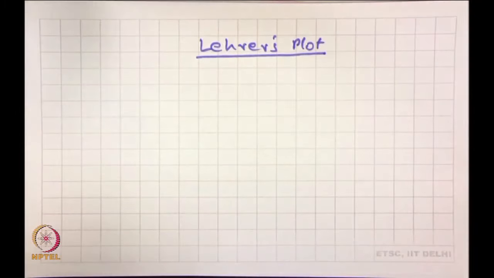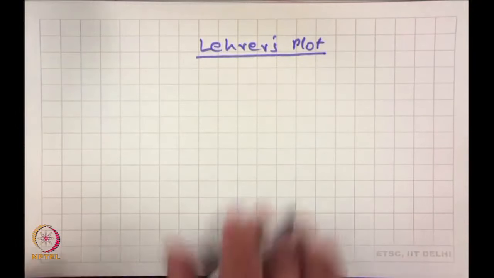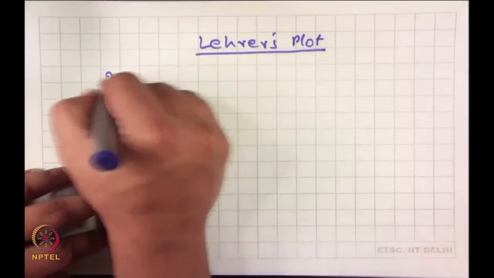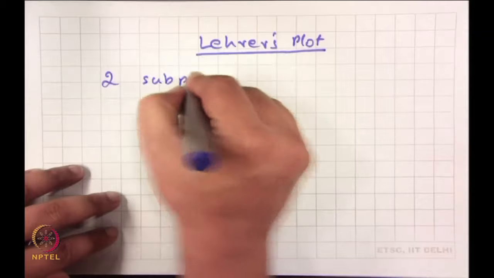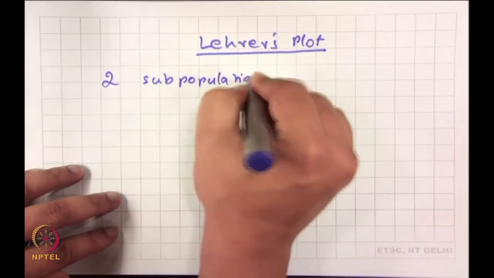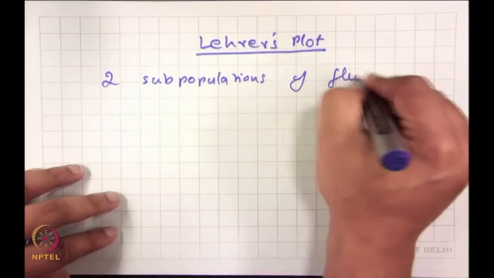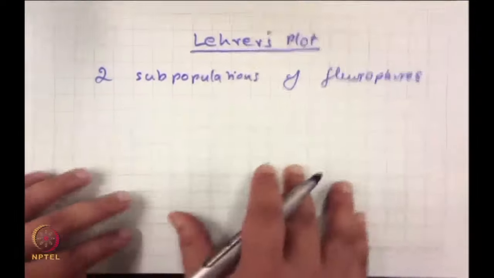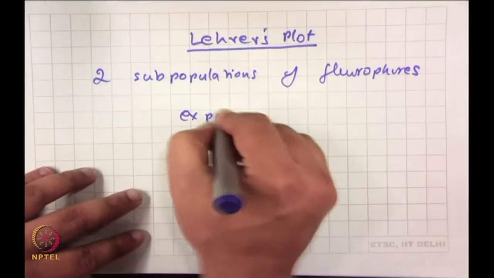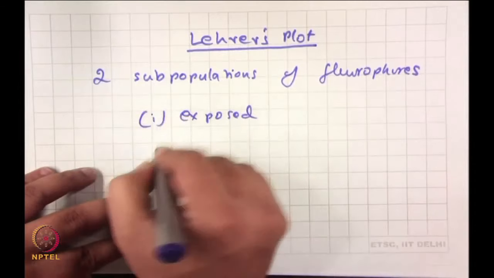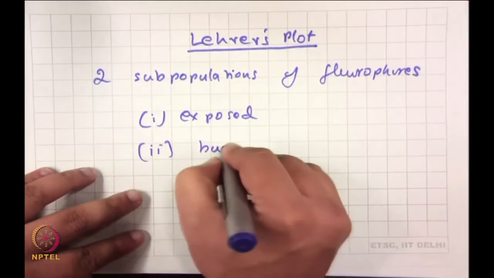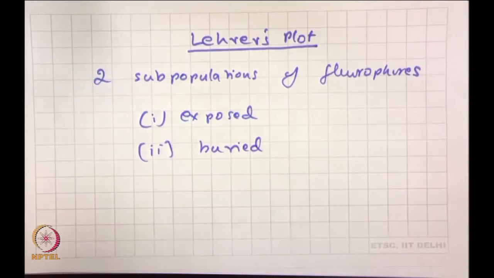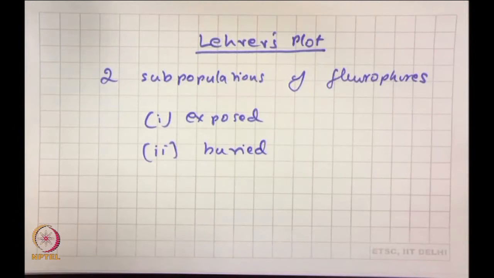When we talk about Lehrer's plot, what we mean is that we are considering two subpopulations of fluorophores, one exposed and the other buried. This is essentially what we are considering, very simple, two sets. This is how we start with the derivation.